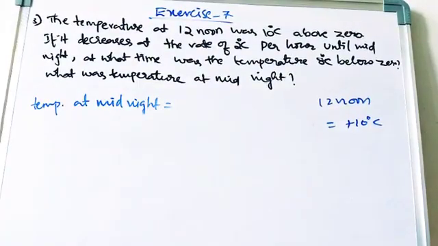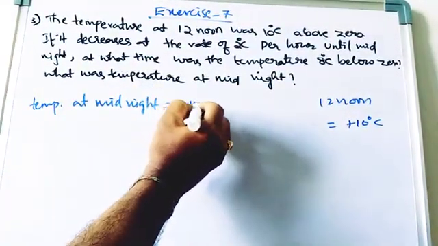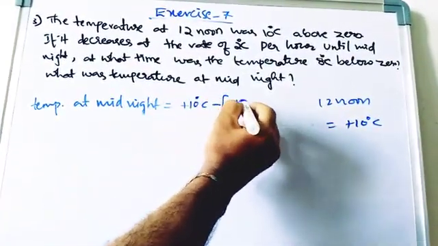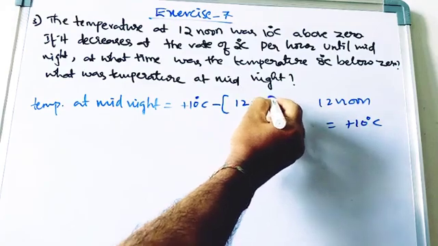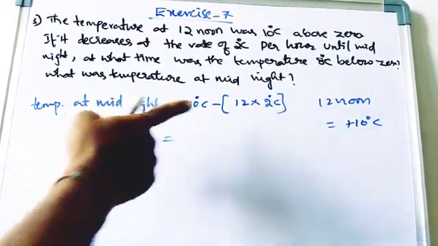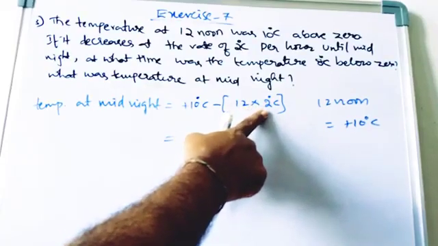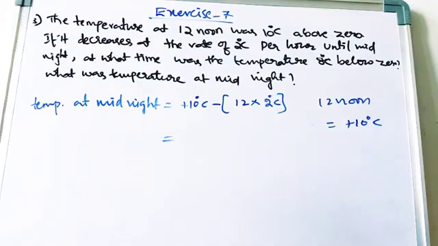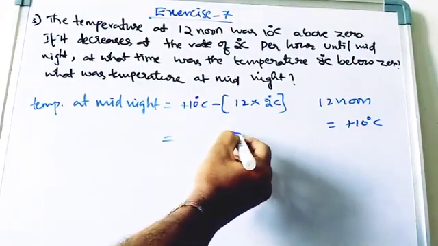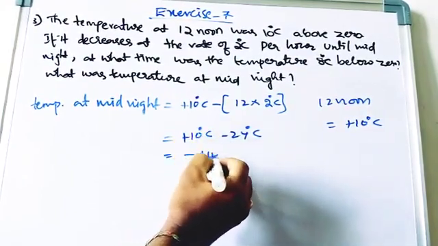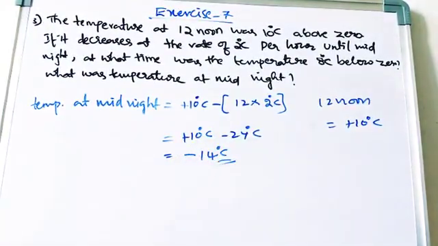It decreases 2 degrees every hour. So starting it is 10 degrees centigrade minus, and we are going to calculate after 12 hours. So 12 hours, and every hour it decreases 2 degrees centigrade. So we multiply 12 into 2, that is 24 degrees centigrade, and the starting is 10 degrees centigrade, that is equal to minus 14 degrees centigrade. So the temperature at midnight is minus 14 degrees centigrade, meaning 14 degrees below zero.